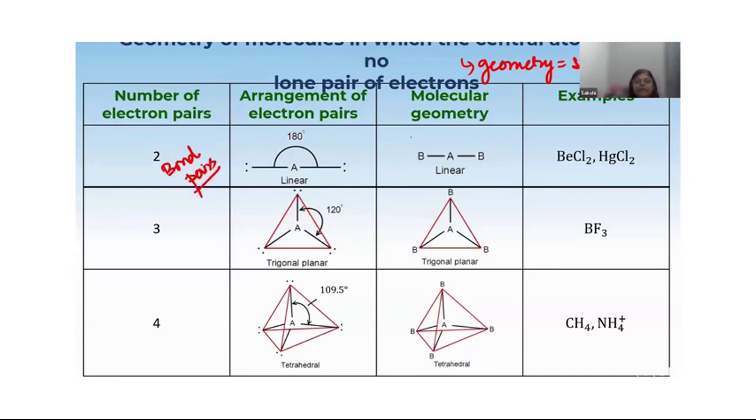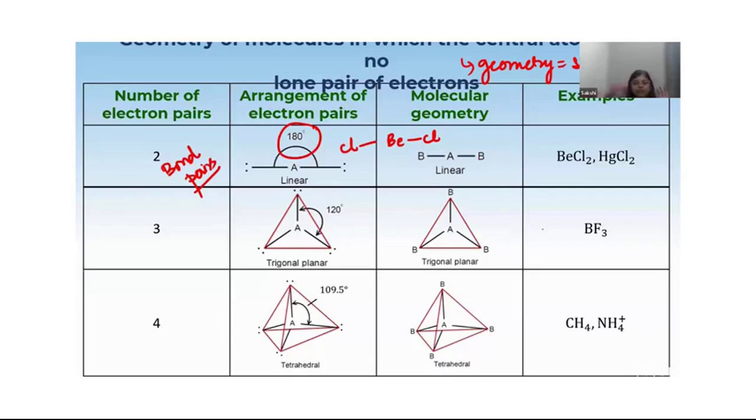So beryllium has 2 electrons in its outermost shell, the valence shell. It makes 2 bonds like this. So there are 2 bond pairs only. There are no lone pairs. So the geometry is linear. The shape is also linear. What does linear mean? Being on a straight line. And the angle is 180. It is very important for us to know this angle.